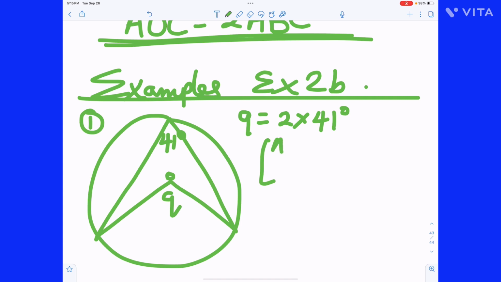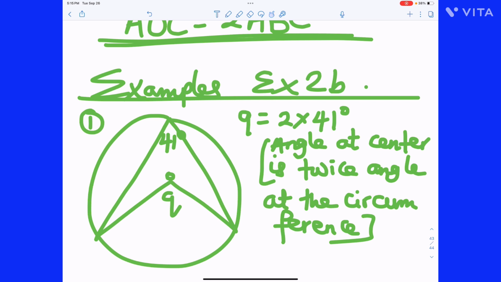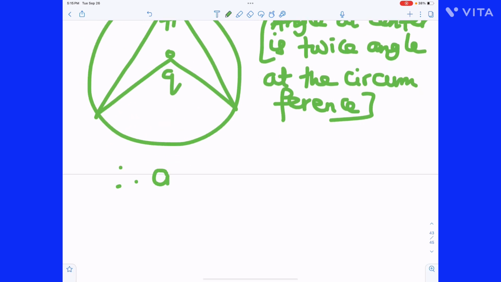What's the reason for this? Angle at center is twice angle at a point on the circumference. Angle at the center is twice angle at a point on the circumference. So that means angle Q is 82 degrees. It's as simple as that.